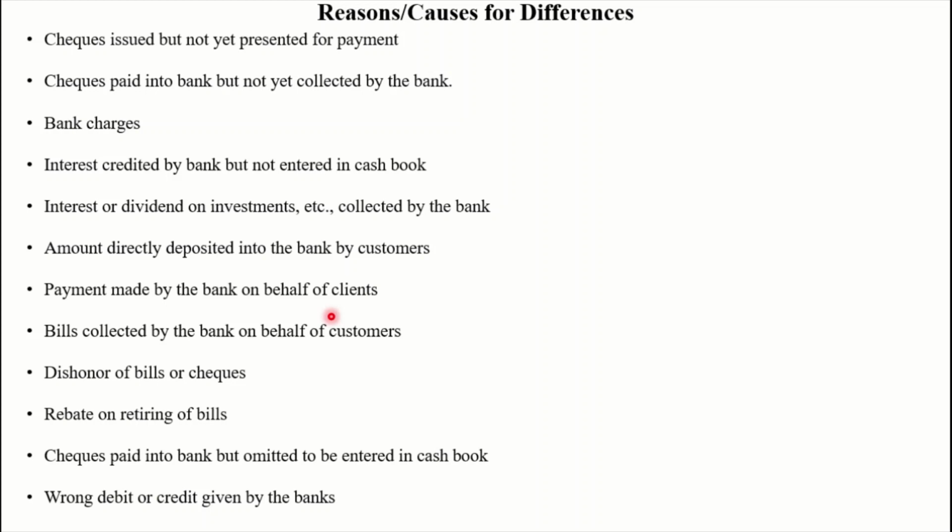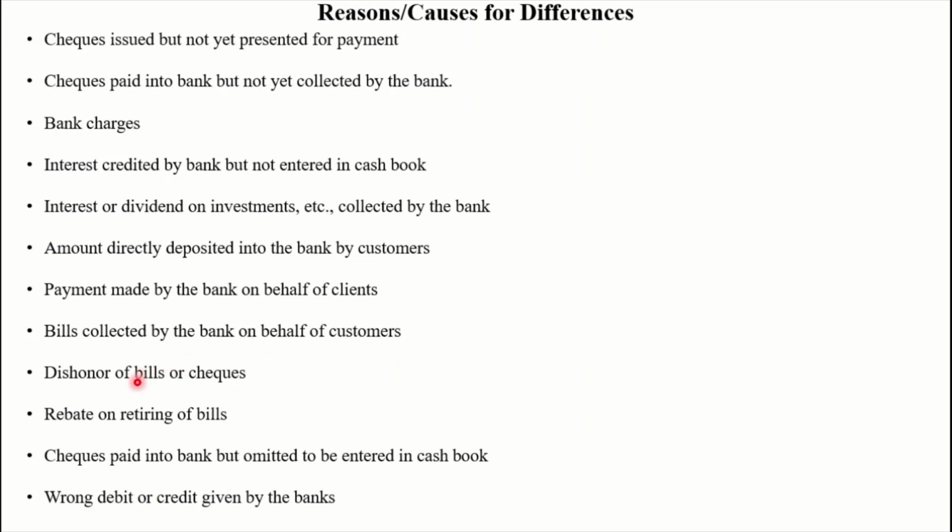Another is bills collected by the bank on behalf of customers. The customer may authorize his banker to collect the amount against certain bills receivable from the acceptors or drawee as and when they become due. If the acceptor of the bill receivable honors the bill on its due date, the bank will give credit to the customer's account for the amount so collected. As a result, the bank balance will be higher by that amount than the balance as per the cash book until the necessary entry is recorded in the cash book.